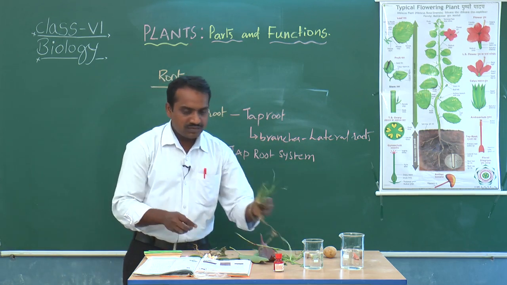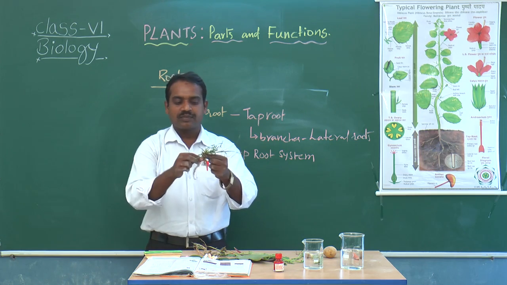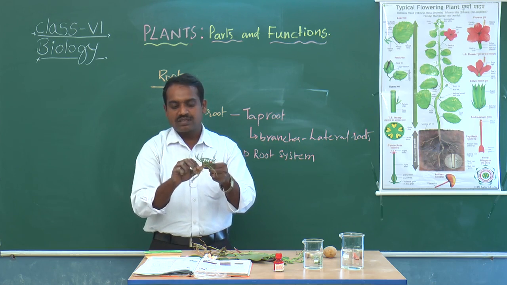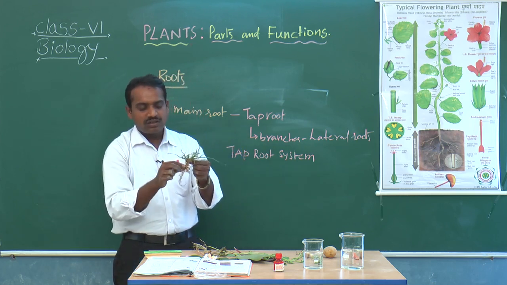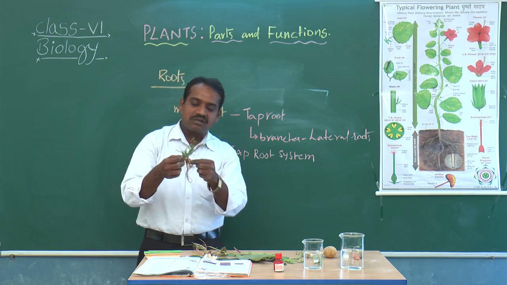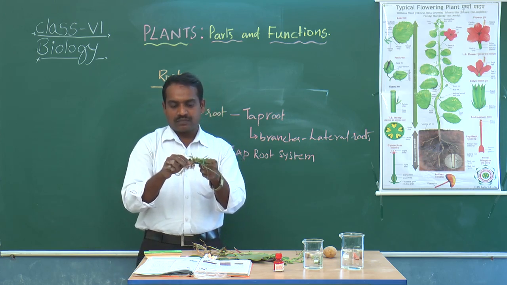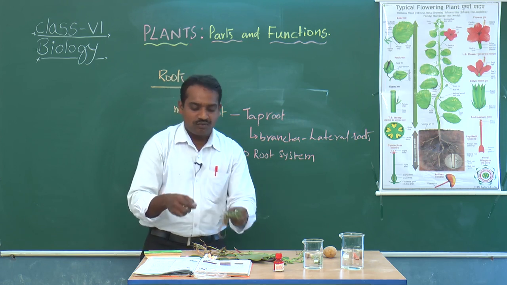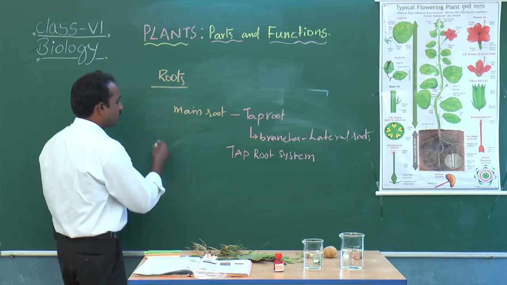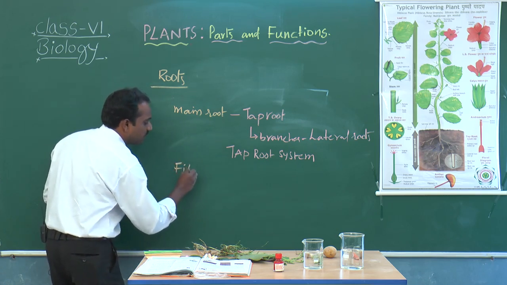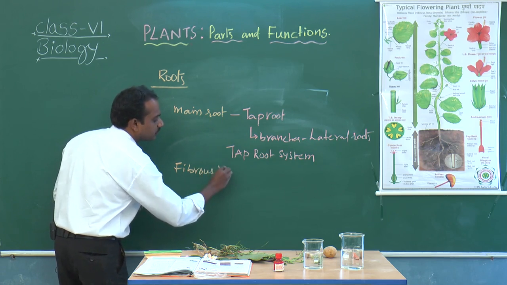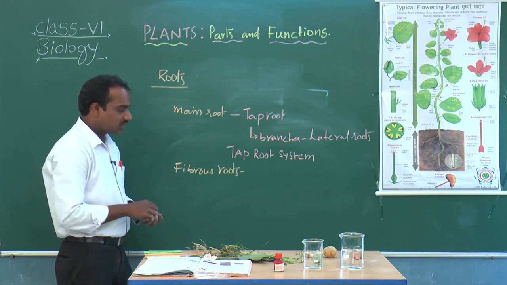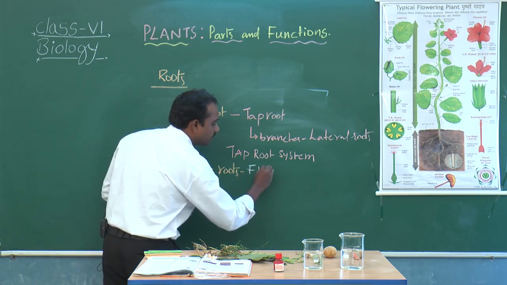Whereas in these plants we are observing a different kind of arrangement of roots. In this there is no main root, all the roots are arranged from the base of the stem. There is no main root at all. This kind of roots are called fibrous roots. And this kind of system is called the fibrous root system.